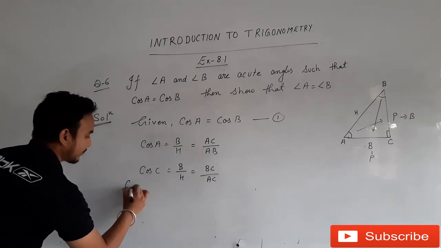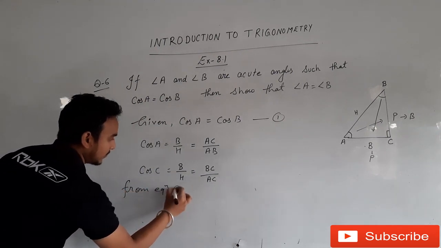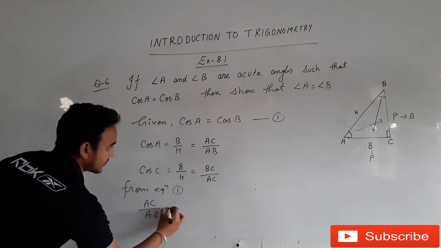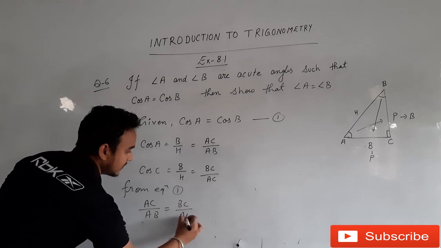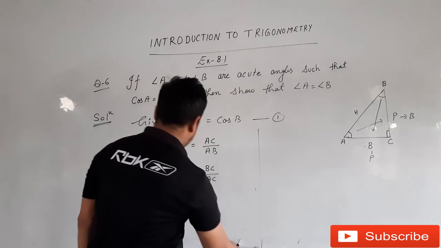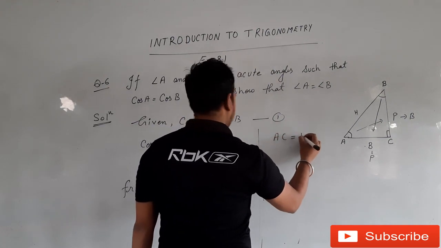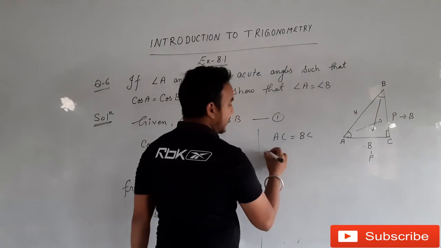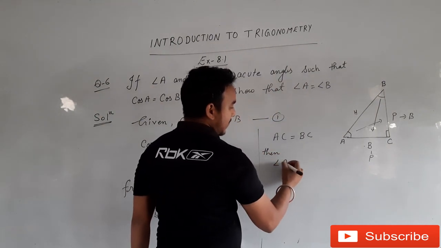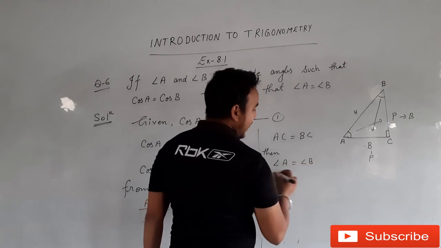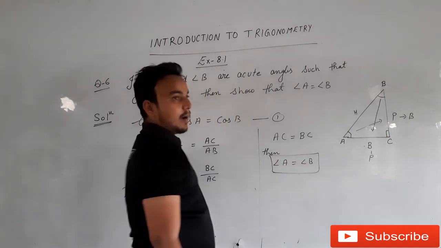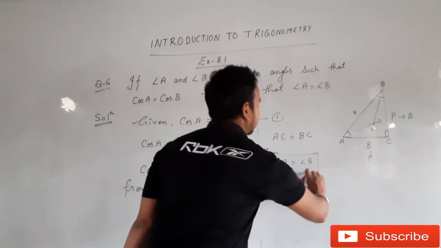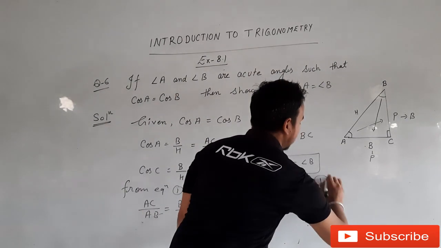From above, from equation 1 we can say AC upon AB is equal to BC upon AC. AC will be cancelled out and this will become AC is equal to BC, and if AC is equal to BC, then we can write angle A is equal to angle B. Why? Because opposite angles of equal sides are also equal. Then this is proved.